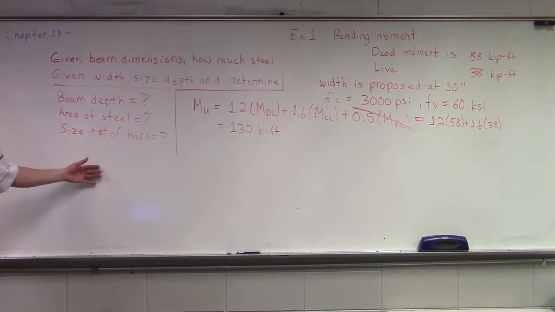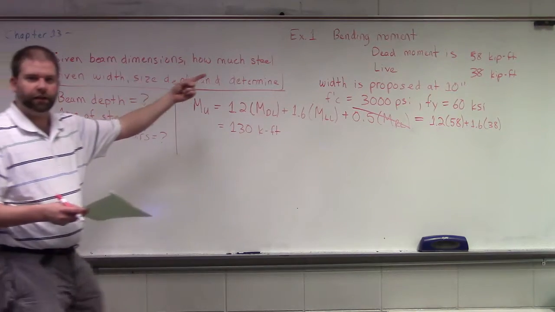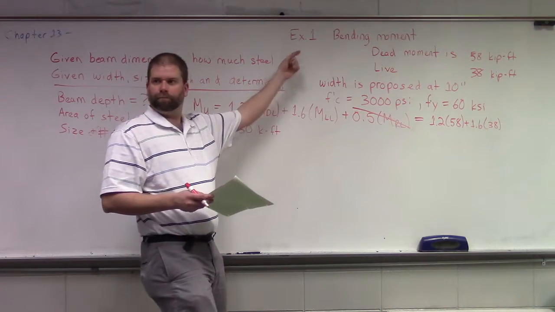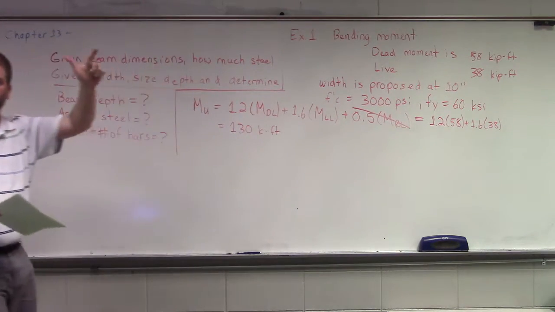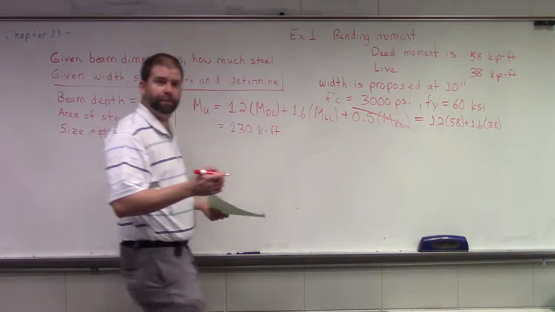Remember those reductions from section 13.2? What do we need to use when we're looking at flexure, bending? It'd be the same for flexure, tension, compression. Which number was it? 0.9, right?